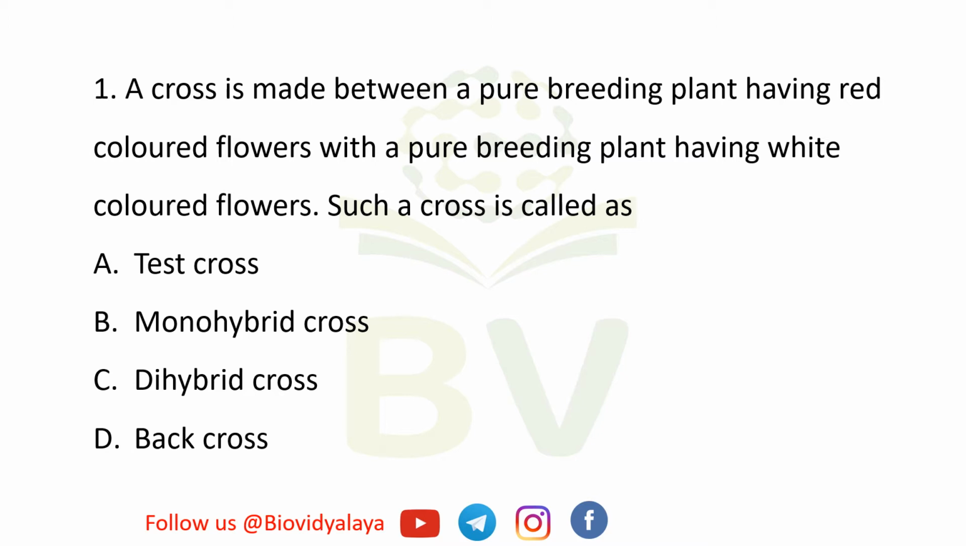So here it is given that a cross is made between a pure breeding plant having red colored flowers. Pure breeding means homozygous. So the homozygous plant having red colored flower, we can write it as capital R, with a pure breeding plant having white colored flowers, we can write it as small r. So the cross between homozygous dominant with homozygous recessive plant is called the monohybrid cross.